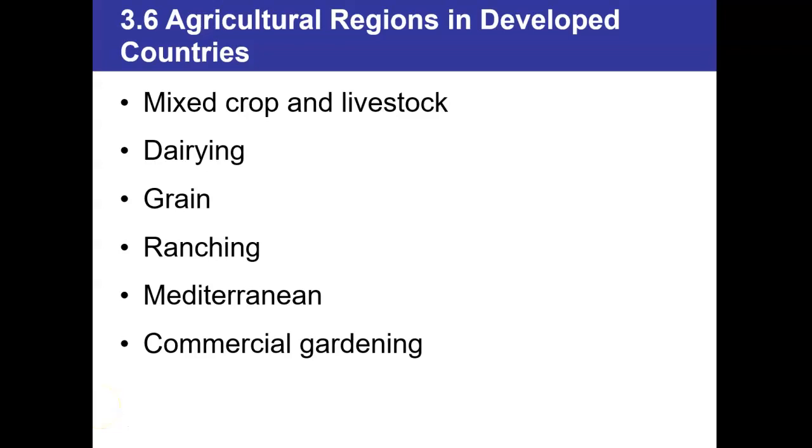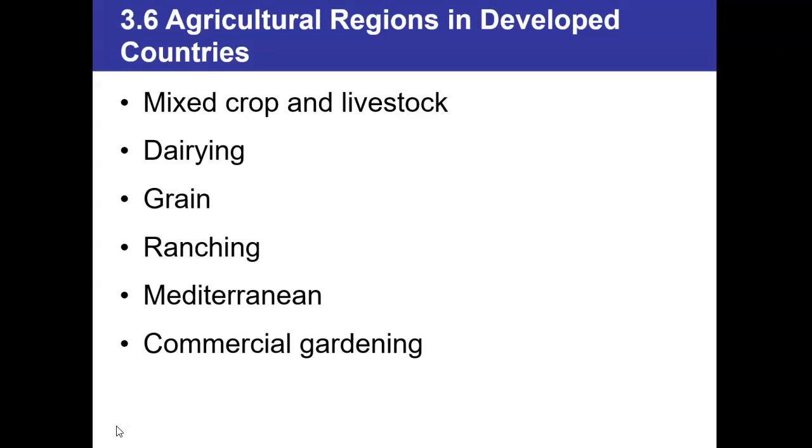This next lesson is the second part of Key Issue 3. We will be focusing on commercial farming, and we will contrast that with subsistence farming. There are 6 main features of commercial farming: mixed crop and livestock, dairying, grain, ranching, Mediterranean, and commercial gardening. Let's take on mixed crop and livestock farming first.